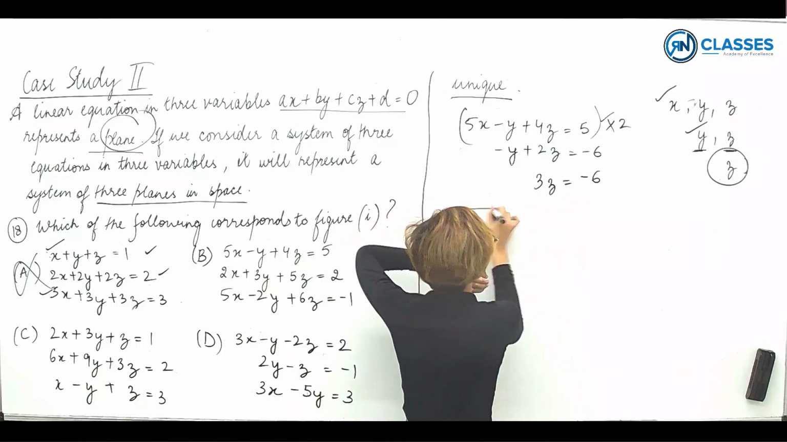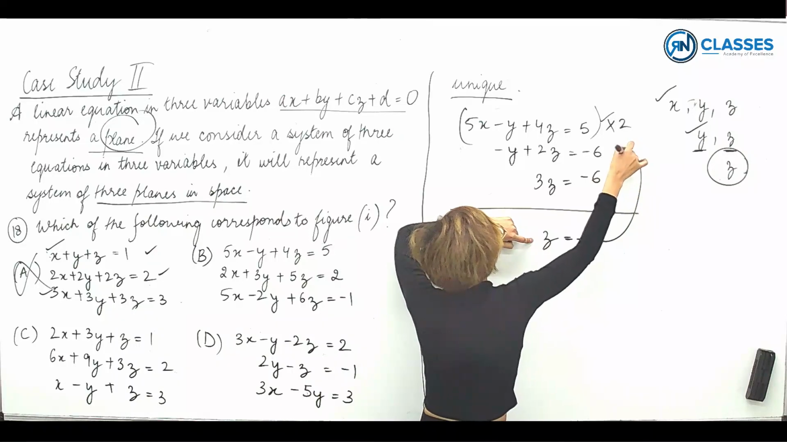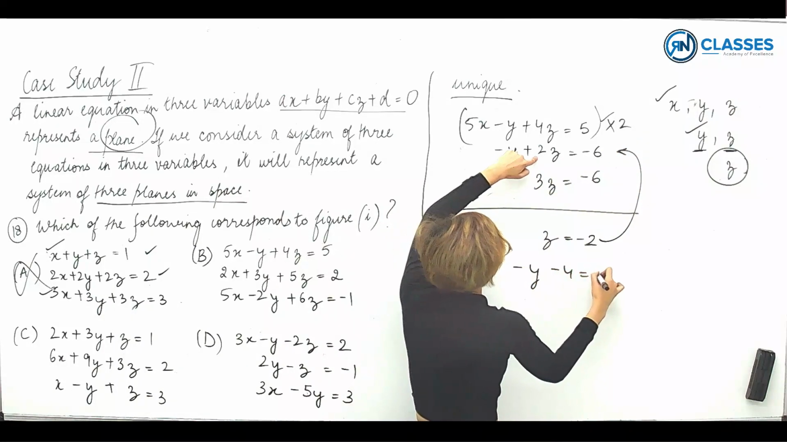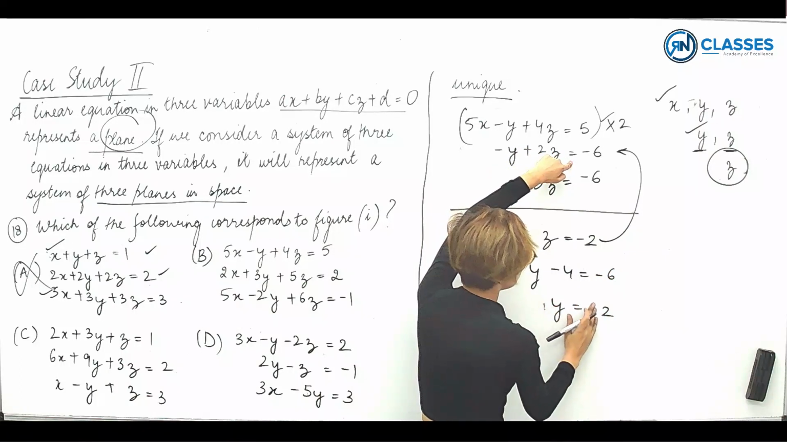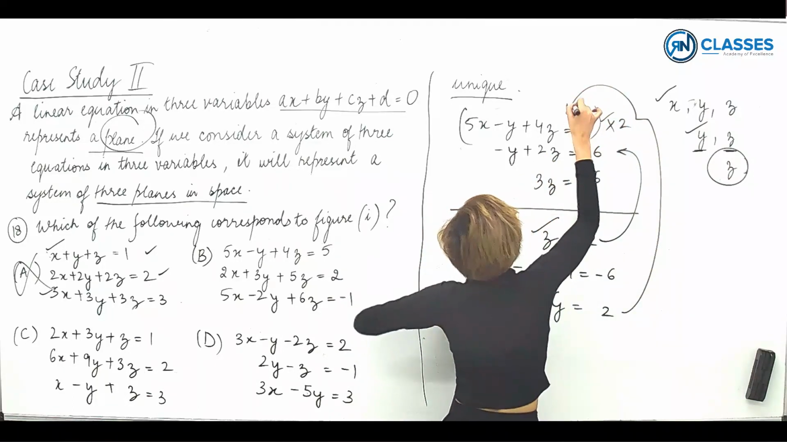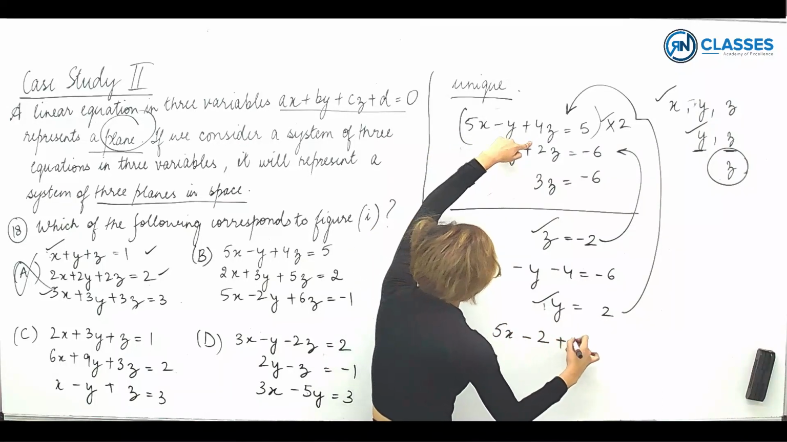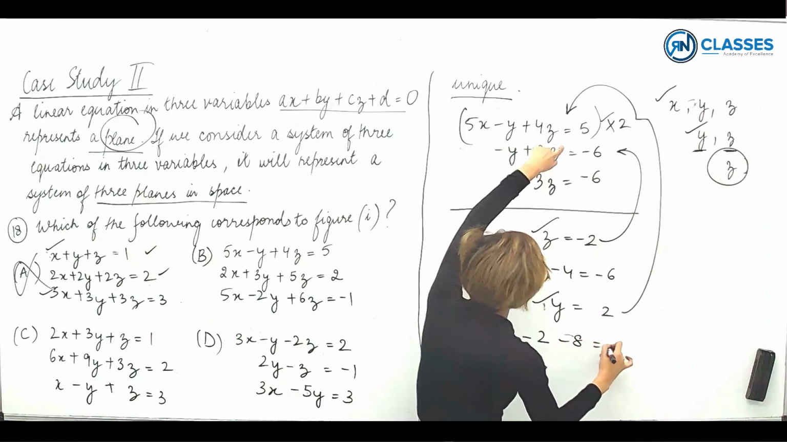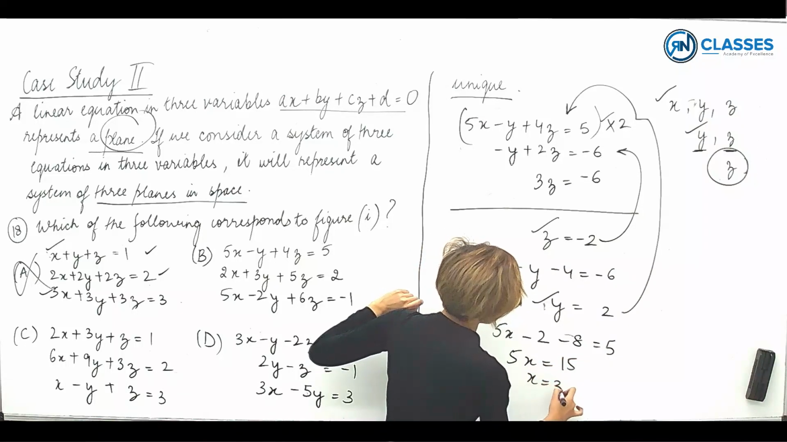Right? So from here I can say z is equal to minus 2. Substitute the value of z over here and let's get the value of y. So minus y, 2 into minus 2 minus 4 equal to minus 6. So minus y equal to minus 2, or I can say y is equal to 2. Now substitute these two values in the first equation, which is this one. So 5x minus 2 plus 4 into minus 2, so that is minus 8 equal to 5. So 5x equal to 15, so x equal to 3.